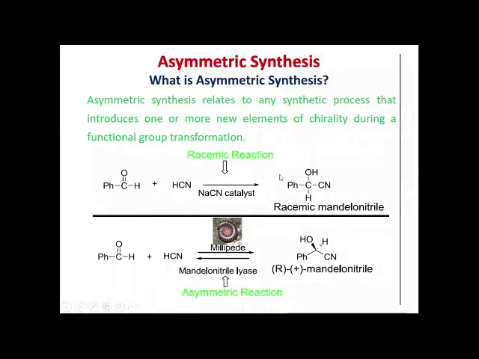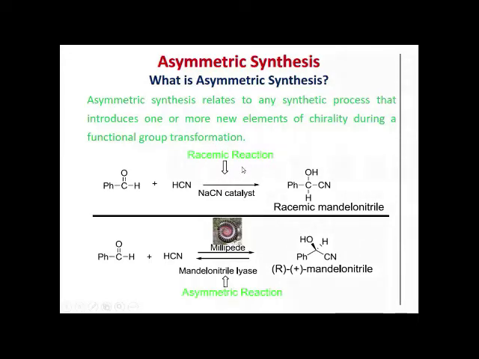So again it gives a racemic mixture. But instead of the racemic reaction with NaCN catalyst, if we use a chiral enzyme, mandelonitrile lyase, then we can ensure that an asymmetric reaction is possible. That means only one isomer is formed, compared to a racemic mixture.